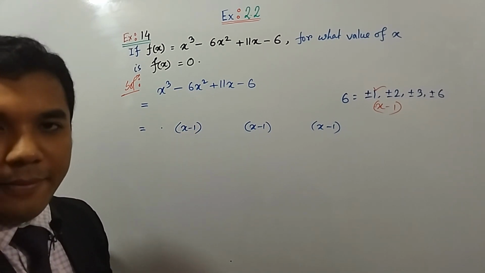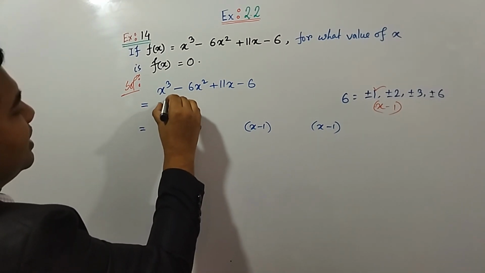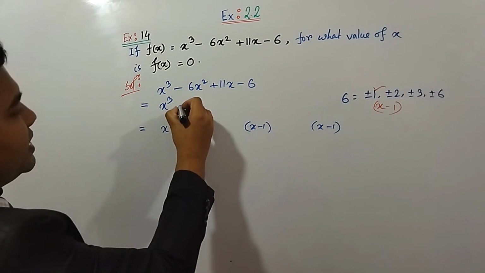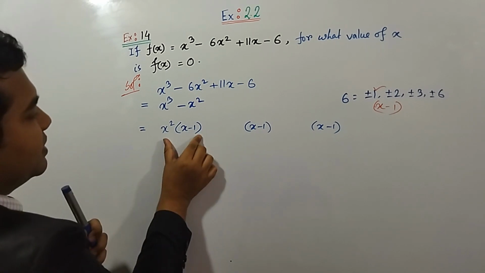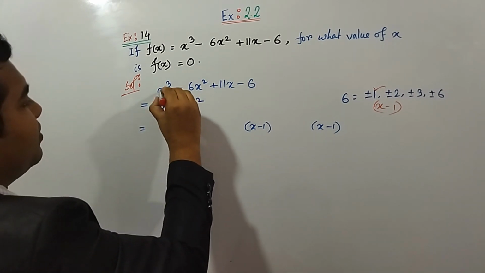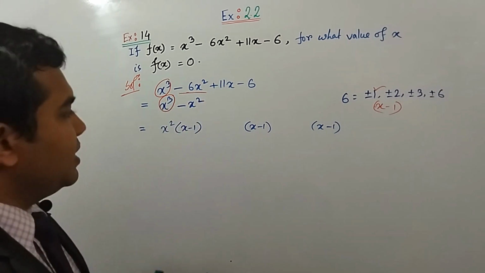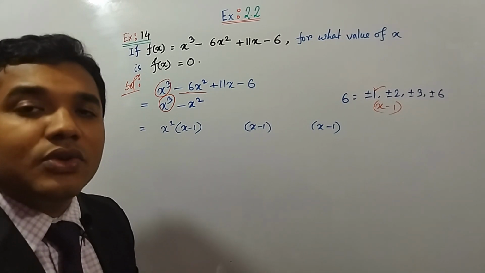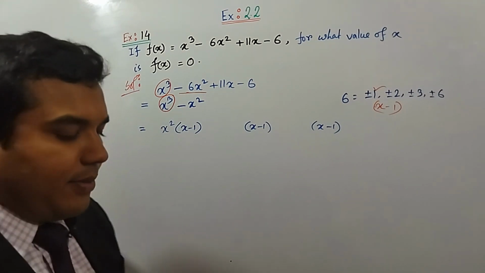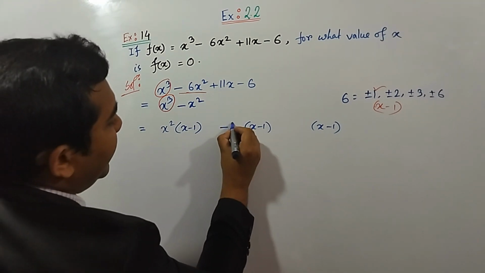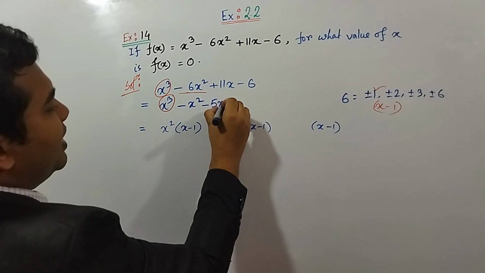So we multiply by x squared. Then x squared into x is x cubed, and x squared into minus 1 is minus x squared. Now, what happened in this part? We have matched x cubed. Now, here is minus 6x squared, and we already have minus x squared. So how many more minus x squared are needed to fulfill minus 6x squared? Exactly 5. So we multiply by minus 5x, and minus 5x into x is minus 5x squared.